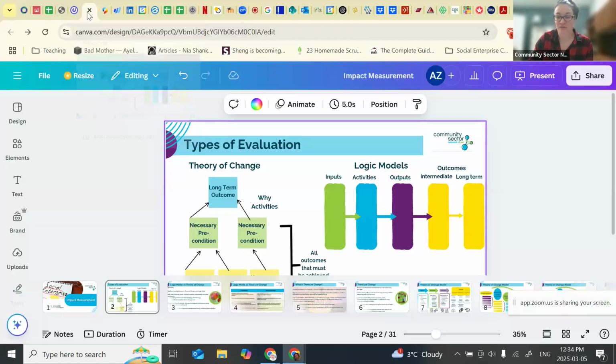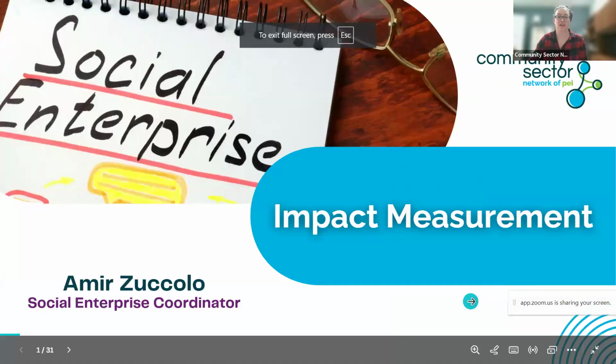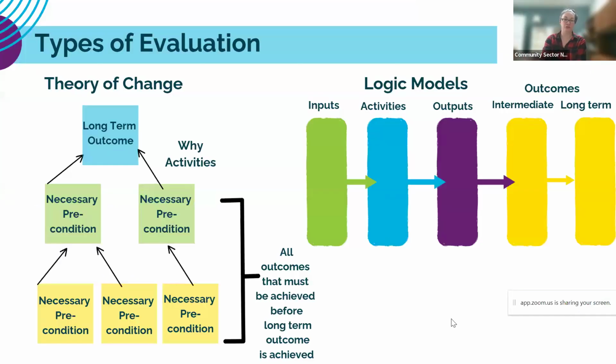Okay, great. So we're going to get started. This is the last webinar in our series under the social enterprise space. And today we're going to be talking about impact measurement. So I'm going to be going over a very high level view of two of the most common ways to conduct impact measurement in the sector. So the two most common types of evaluation are theory of change and logic models.